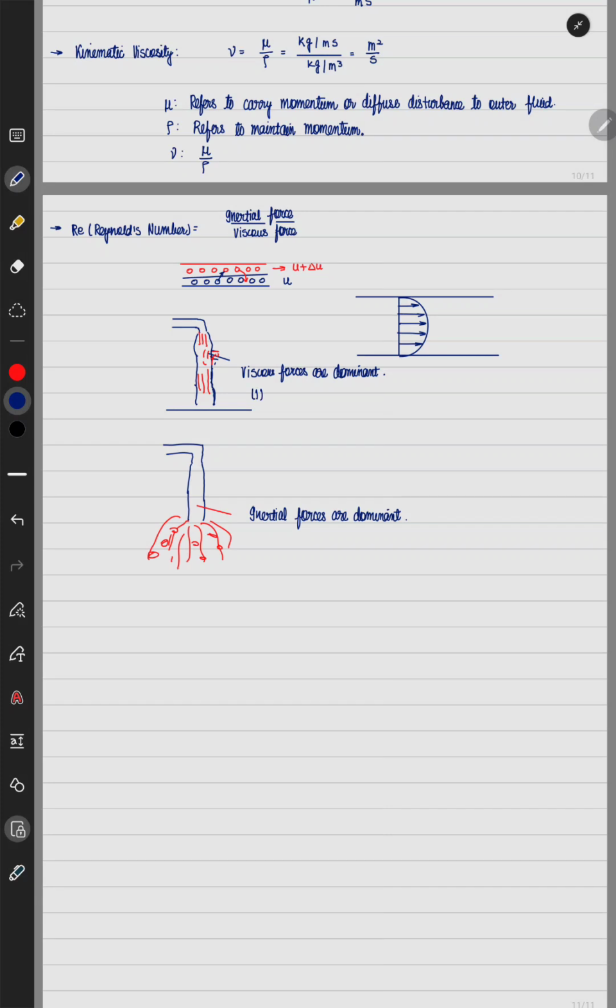In the second example, since inertial forces are dominant, and viscous forces are very small here, the perturbation or the disturbance at any point, which we have introduced externally, is not able to get distributed. It continues to build up, and because of that, you have got a very chaotic flow.